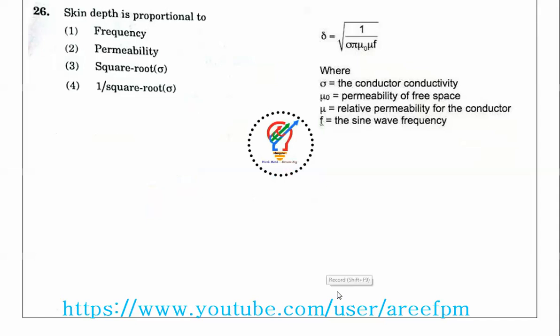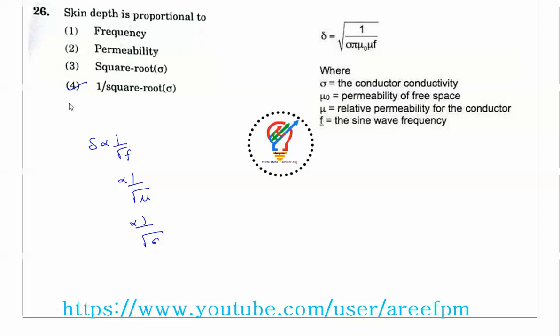Next question. The next question is, skin depth is proportional to. So the formula for the skin depth is written here. Skin depth delta is equal to 1 by square root of pi f mu naught mu r sigma, that is, 1 by square root of sigma pi mu naught into mu r into frequency. So from this, skin depth is inversely proportional to the square root of frequency, inversely proportional to the square root of permeability, and inversely proportional to the square root of conductivity sigma. So the square root of sigma is the answer here.